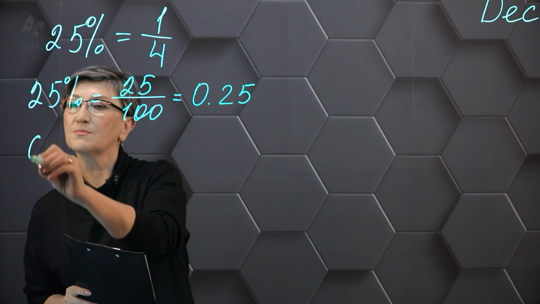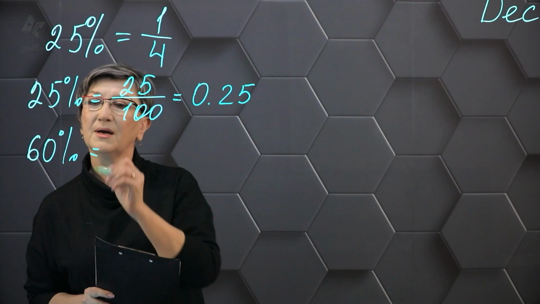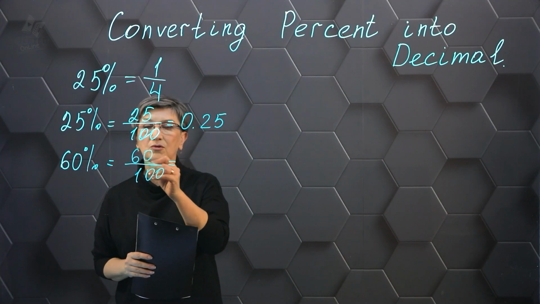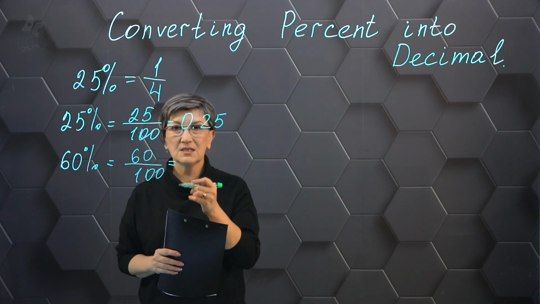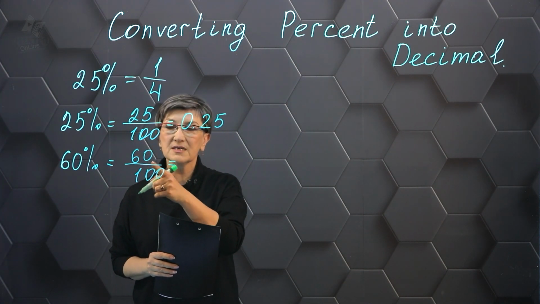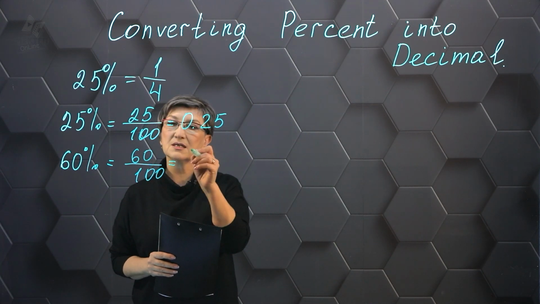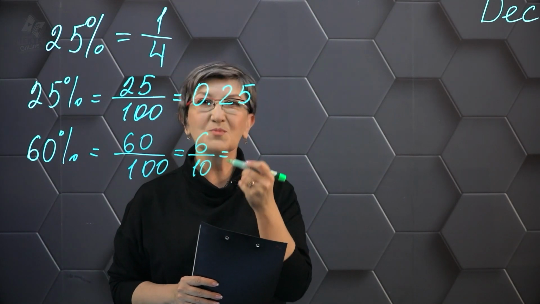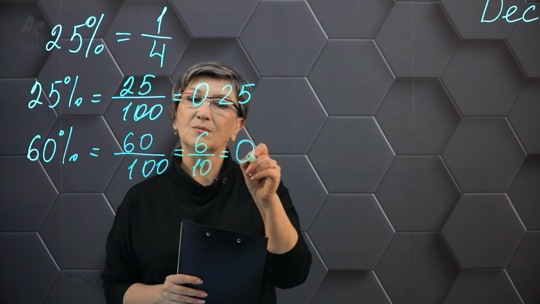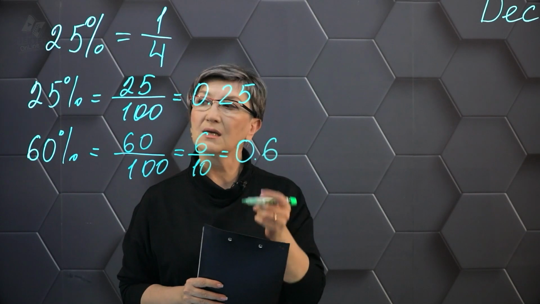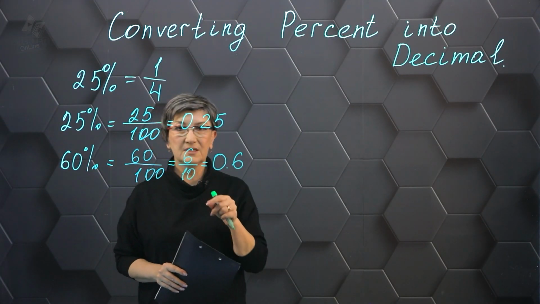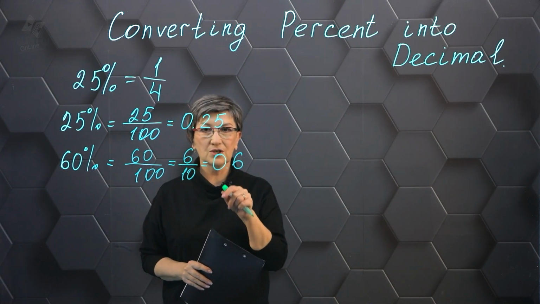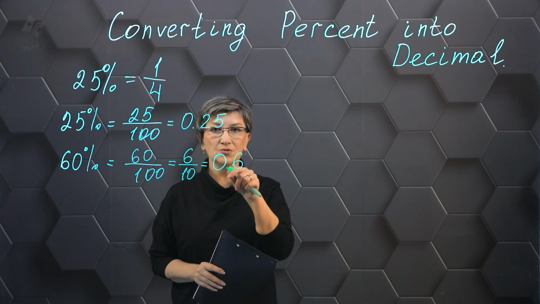Next, let's break down 60%. And again, according to the rule, we divide 60 by 100. We can express this fraction as a decimal. However, if we reduce 60 and 100 by 10, we will have 6 tenths. And then our decimal notation will be a little bit shorter, and it will be 0.6. So, in order to write percentages in the form of a decimal fraction, we only need to divide by 100, and then write it down by the rules of the decimal fraction.